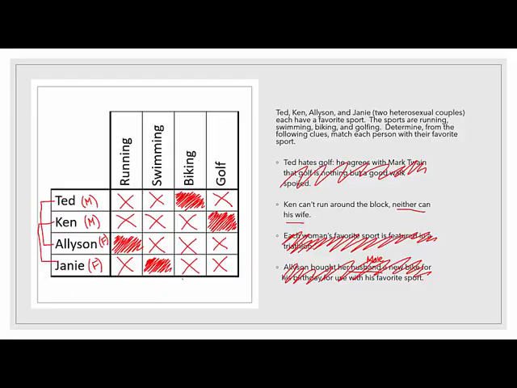And when we're done with these, we like to write a little summary of what we've matched up. So I'm going to write that over here. We know that Ted has a favorite sport of biking. Ken has a favorite sport of golf. Allison, her favorite sport is running. And Janie's favorite sport is swimming. And that was our first matrix logic puzzle.